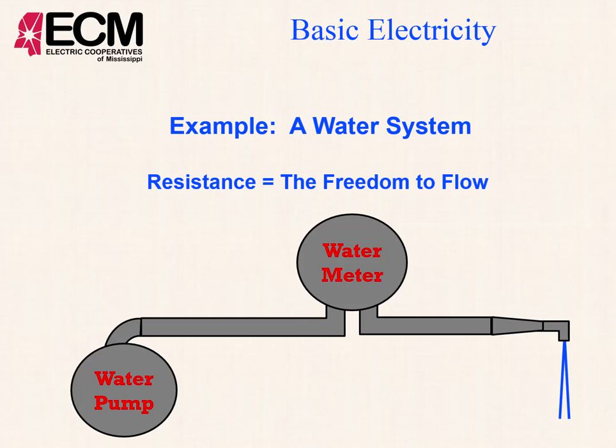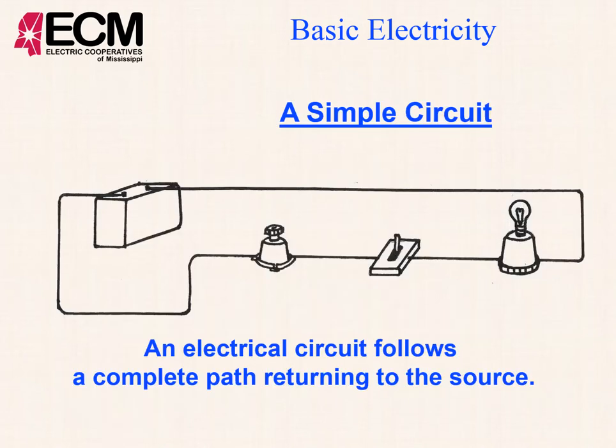Okay. So let's look at a simple circuit. An electrical circuit follows a complete path return to the source. Okay, so we have a simple circuit, DC circuit. It's a little different than AC, but it helps us to understand how electrons flow. So we have a source here in this battery. We have a positive and negative terminal. We know that those are attracting. So if we have those two connected, they're going to want to go from one to the other.